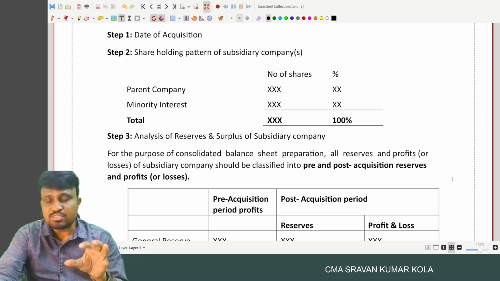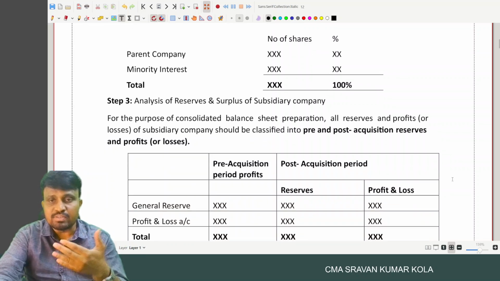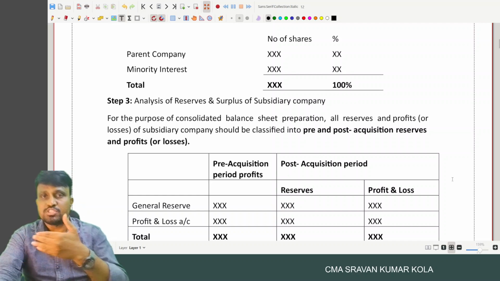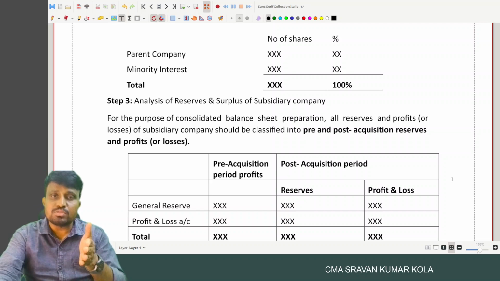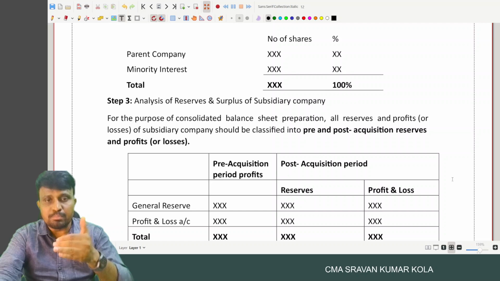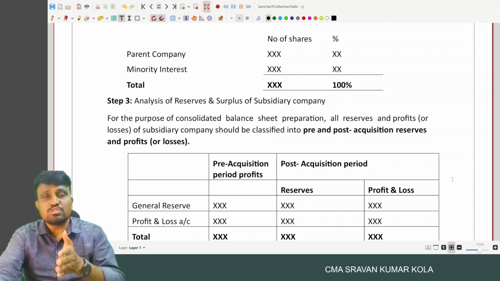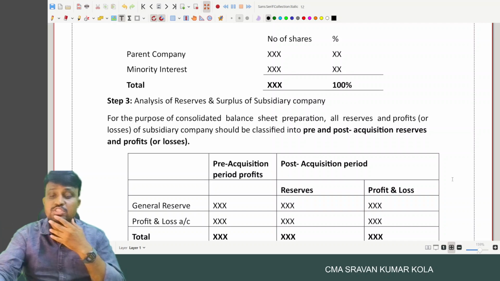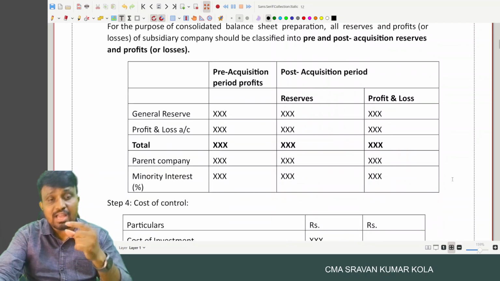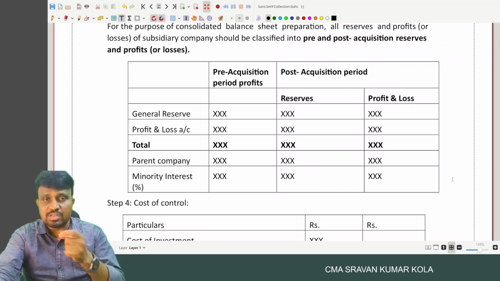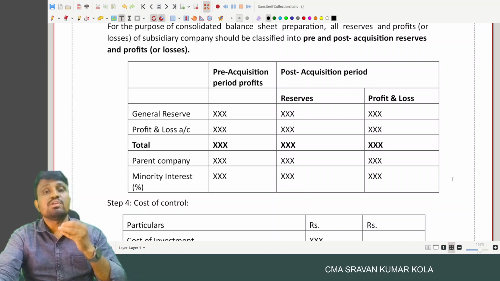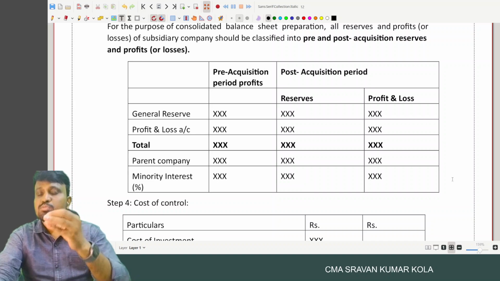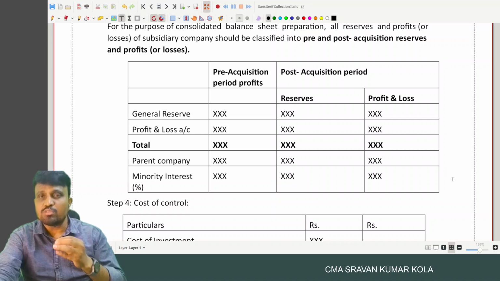The reserves and surplus of subsidiary company is divided between pre and post acquisition period. The reserves and surplus relating to the period prior to the date of acquisition are covered under pre, and the reserves and surplus subsequent to the date of acquisition are covered under post. And along with that, we have to calculate in the pre-acquisition period what is the portion of parent company and what is the portion of minority interest. In the post-acquisition period, what is the portion of parent company, what is the portion of minority interest.